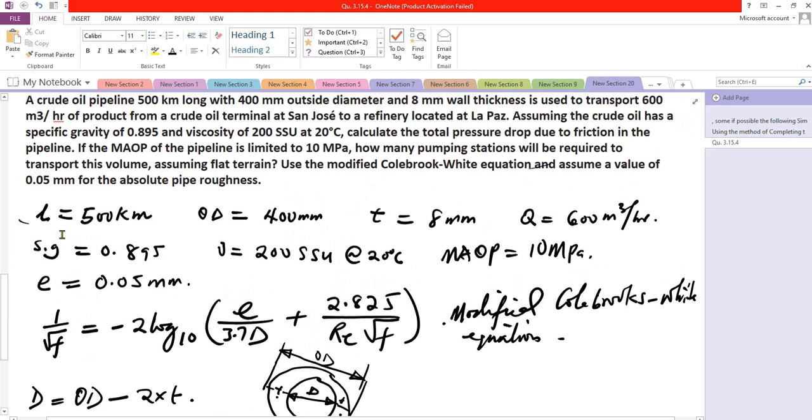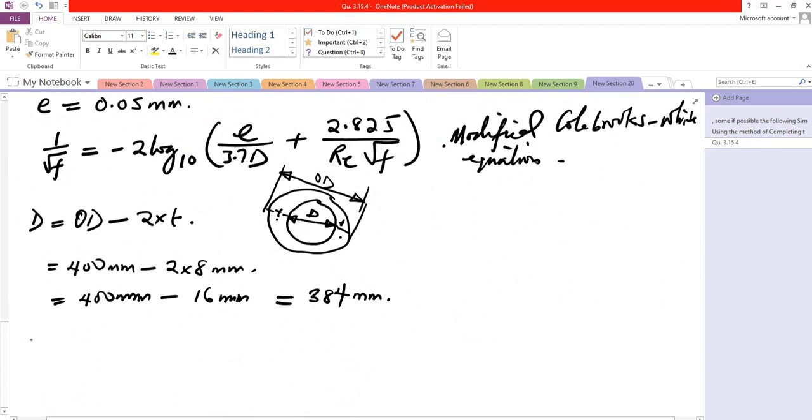So the Reynolds number, we need to calculate the Reynolds number because now we have the pipe roughness, the absolute pipe roughness E, and the internal diameter D. We don't have f. We need to get our Reynolds number. So Reynolds number is the same thing as density times velocity times internal diameter divided by absolute viscosity.